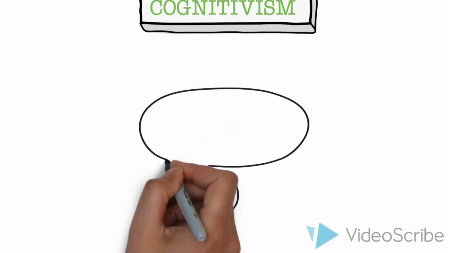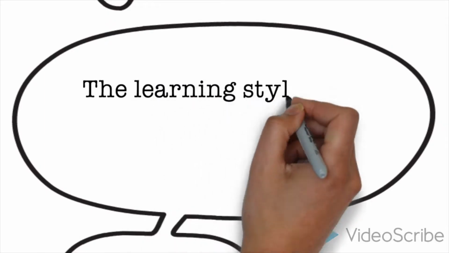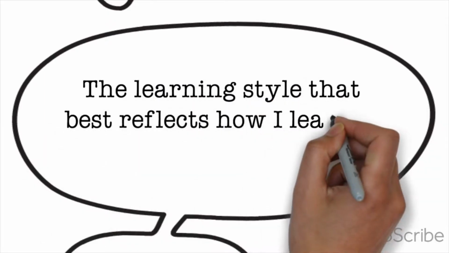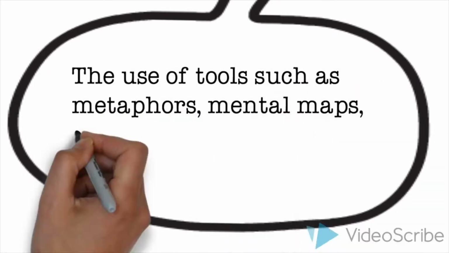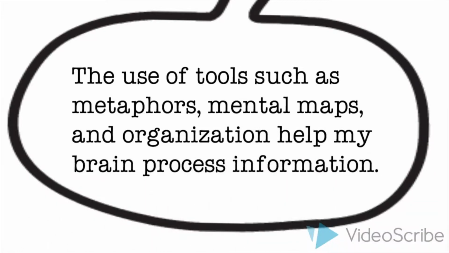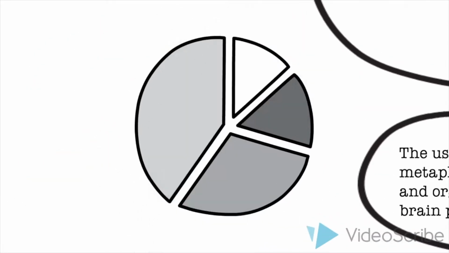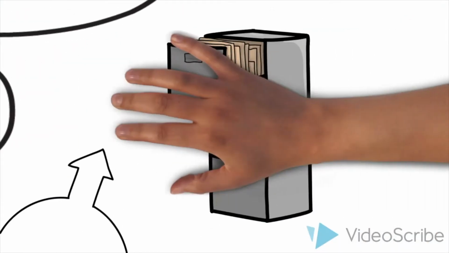Cognitivism. The learning style that best reflects how I learn is cognitivism. The use of tools such as metaphors, mental maps, and organization help my brain process information. Information that is easy to access and understand is easy to learn.